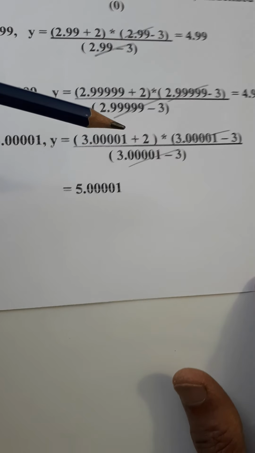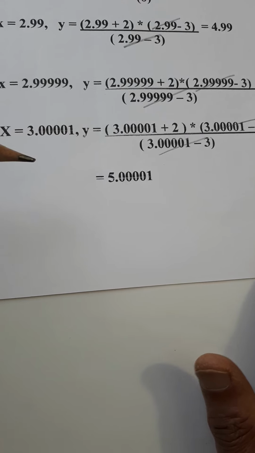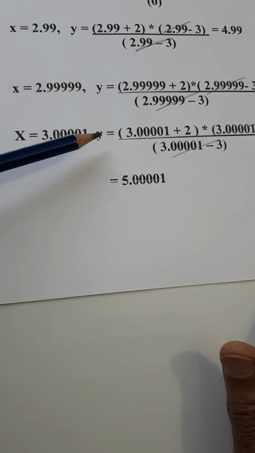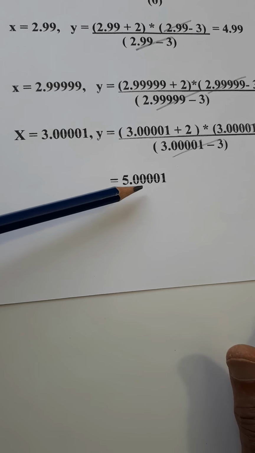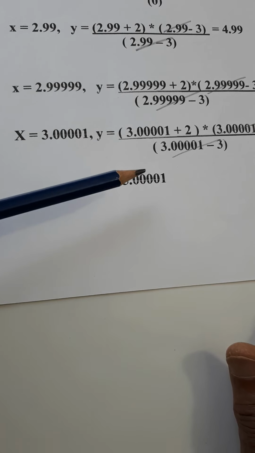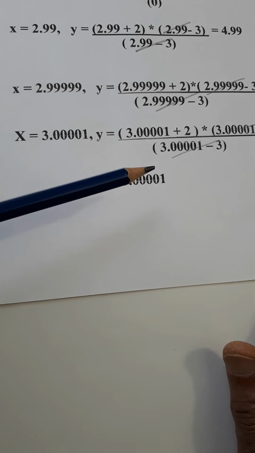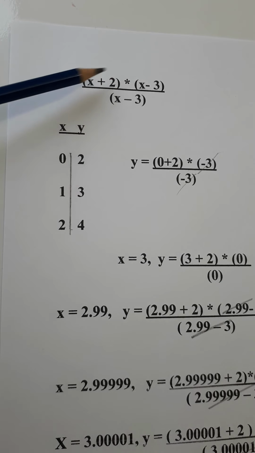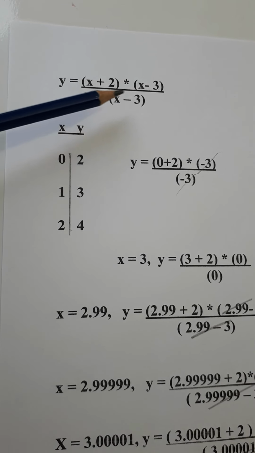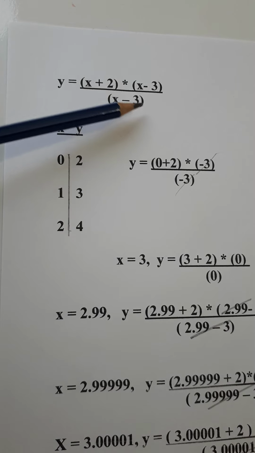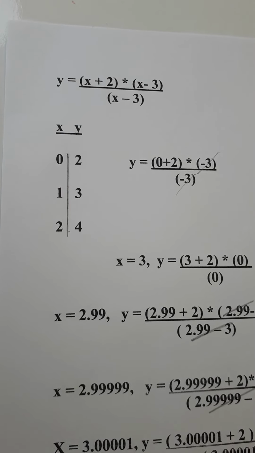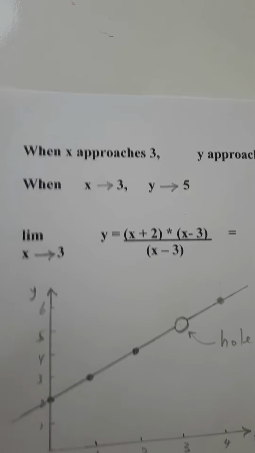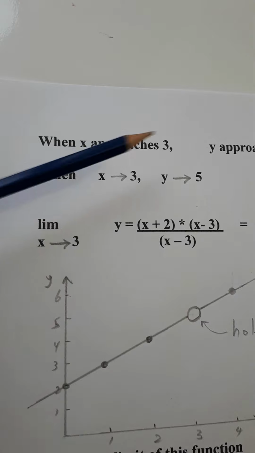In the same way, if you try to calculate for a value a bit more than 3, x equals 3.00001, you again get 5.00001. So that means your new function works just like your original function y equals x plus 2, except when x is exactly equal to 3. So we can simply say that when x approaches 3, y approaches 5.